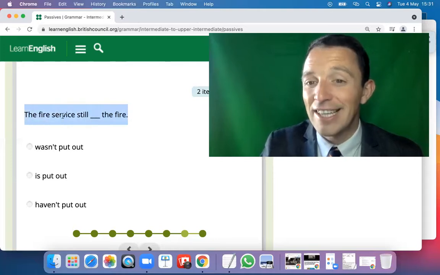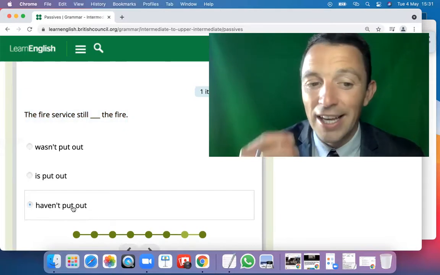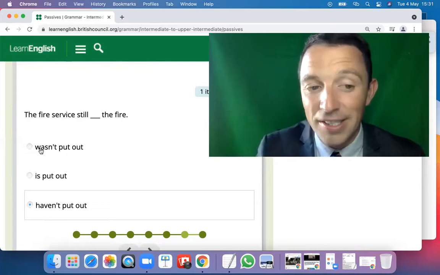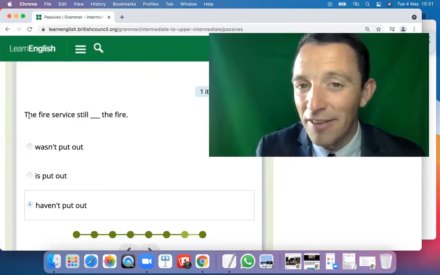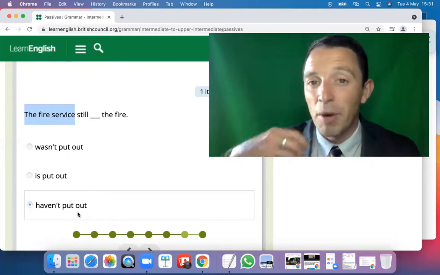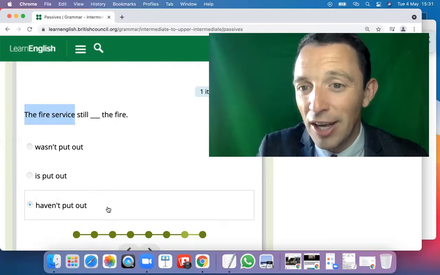Well, this is the trick again, because the original sentence is not the passive. The original sentence, I think, is the active. And because it's the active, it's the verb to put in the present perfect. So for me, I think that's the most appropriate answer, because the actual sentence is the active and not the passive. So the fire service still haven't put out the fire. And that's the typical phrasal verb with fire. To put out the fire is to extinguish the fire.